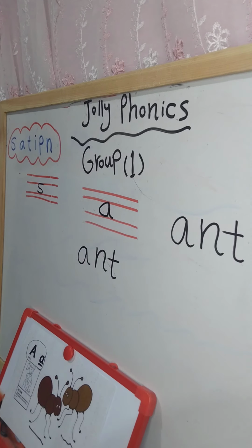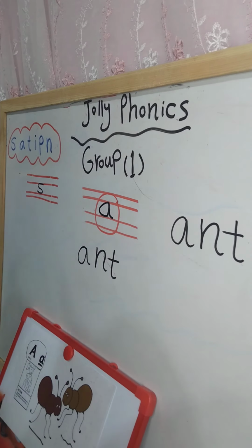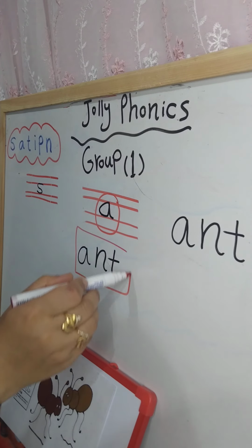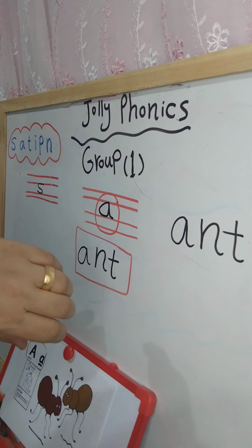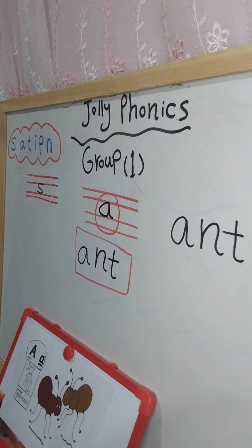Which sound is it? It's the sound a. A for ant. Again, again. Come on. Let's do the action. And yes, excellent. Okay, let's try to write the sound a.